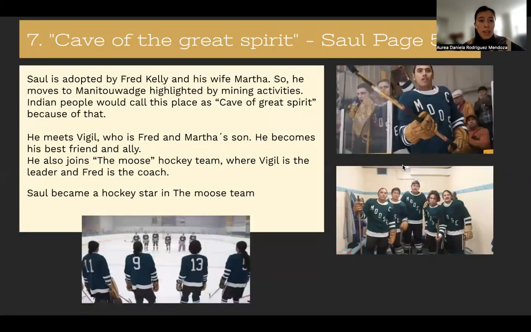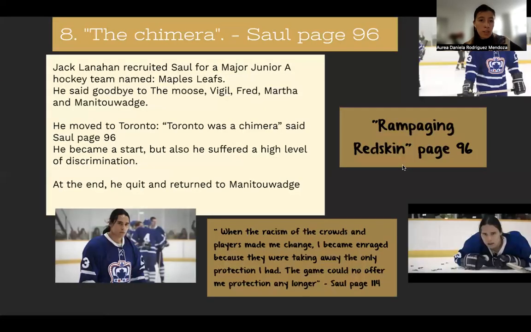Section number 7 is called Cave of the Great Spirit, and it talks about the period of time when Saul goes to live with his foster parents, Fred and Martha, and he meets their son, Virgil, who becomes the best friend of Saul. They both start playing for the Moose, which is the hockey team, and Saul becomes a hockey star on that team.